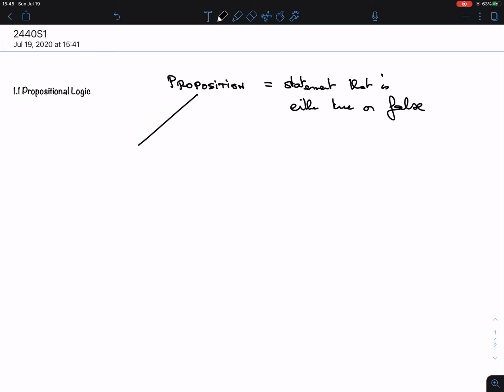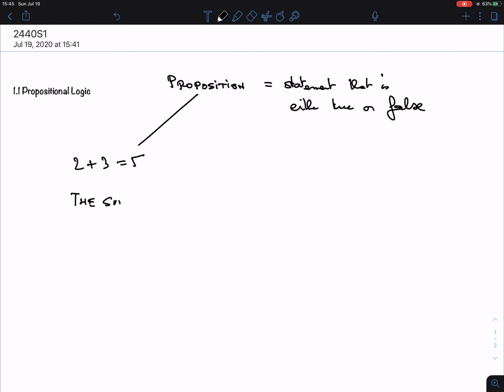So here are examples. 2 plus 3 equals 5. Okay, the sun is shining. That's another proposition, because either true or false, right? You look outside, is the sun shining? I mean, if it's at night, then it's not. Or is it rainy, then it's not. So these are propositions.